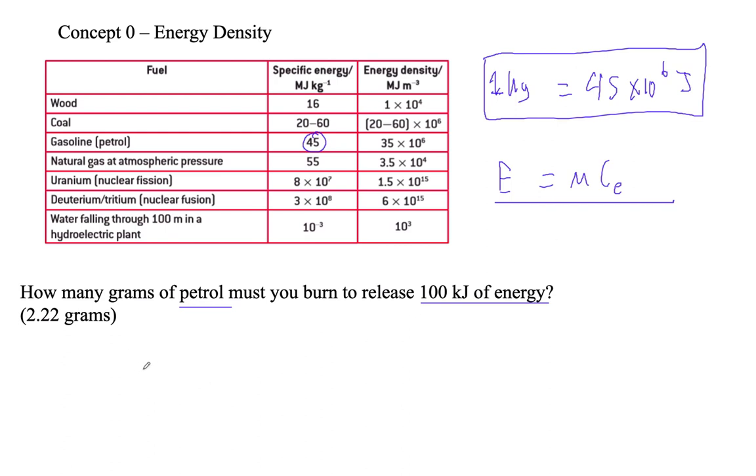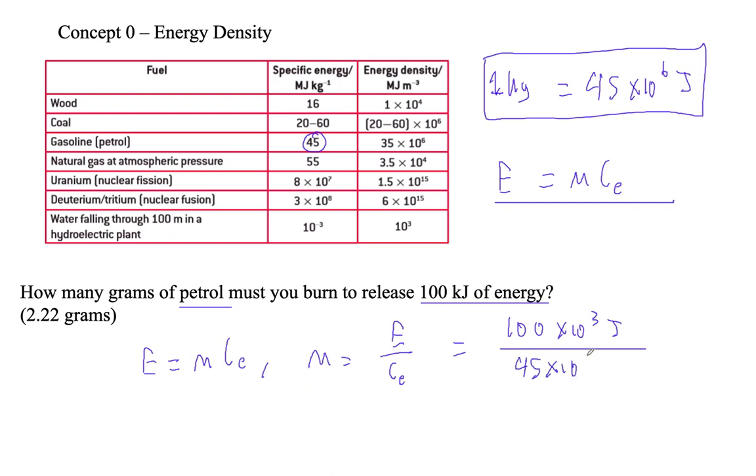So in this case, our energy is the mass times the specific energy. So therefore, the mass is going to be the energy we need divided by the specific energy. So that's going to be our 100 kilojoules, which is 100 times 10 to the 3rd joules. And then we're going to divide by, since it's petrol, 45 times 10 to the 6th. And this is joules per kilogram. And the 10 to the 6th is because it's mega, right? Megajoules, sorry.